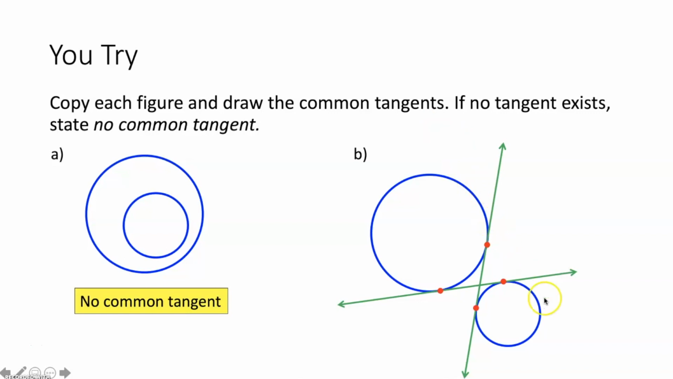We also have the ones on the outside. So if I were to draw a line coming here, intersecting our big circle at exactly one point, continuing on to intersect our little circle at one point, that would be a common tangent. And then same thing from the other side. If I were to draw a line intersecting our big circle at this point and continuing on to intersect our little circle at this one point right here, that would also be considered a common tangent.